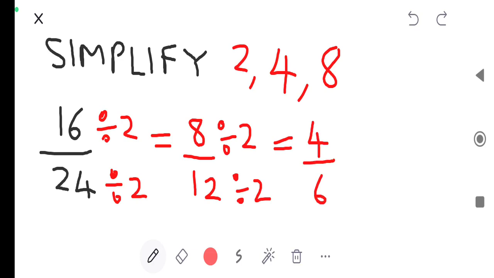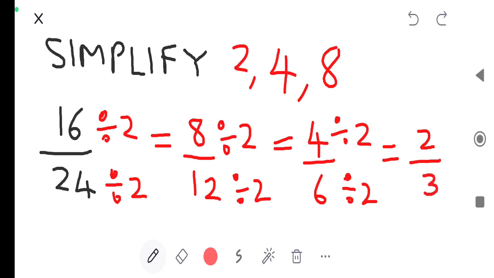Now, what number can divide both 4 and 6? 2 can divide both 4 and 6 because there is 4 on the 2 times table and there is 6 on the 2 times table. So we can use 2 again. At the top, you write divide by 2. At the bottom, you write divide by 2. 4 divided by 2 is 2. 6 divided by 2 is 3.